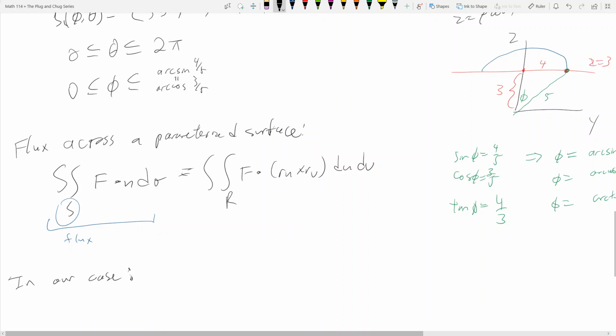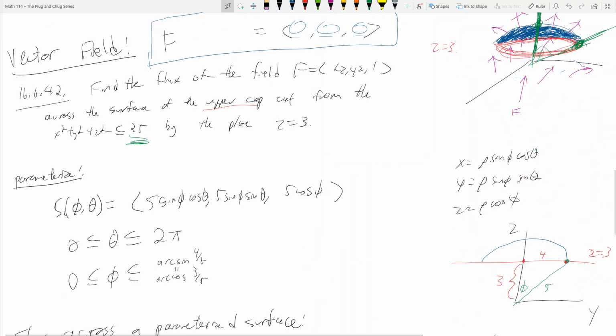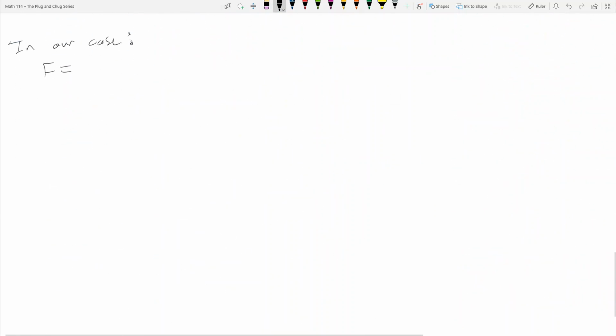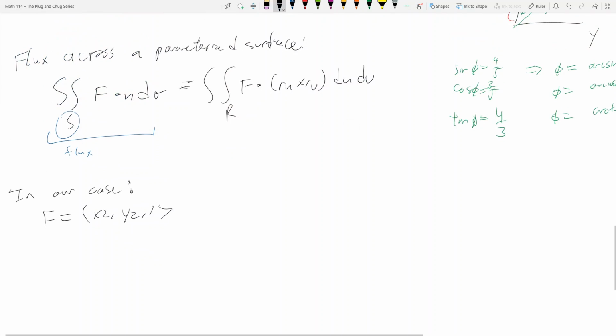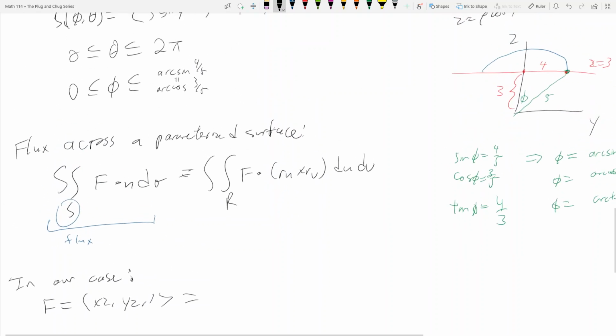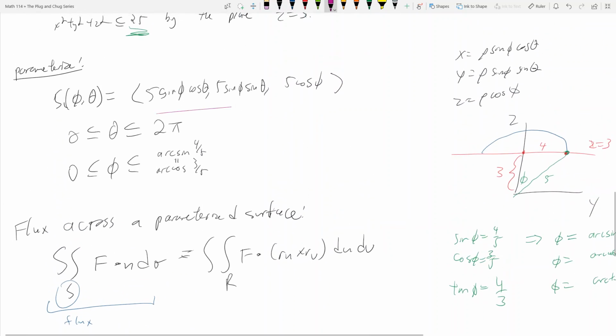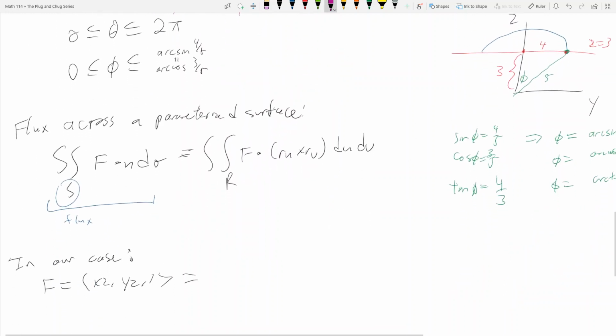Okay, so in our case, what is F? Well, if we remember from up here, F was equal to xz, yz, and 1. But look, we're integrating in terms of u and v, so in our case we're going to integrate in terms of theta and phi. So we can't have x's and z's. I have to go up to my parameterization and substitute in this guy for x, this guy for y, and this guy for z.